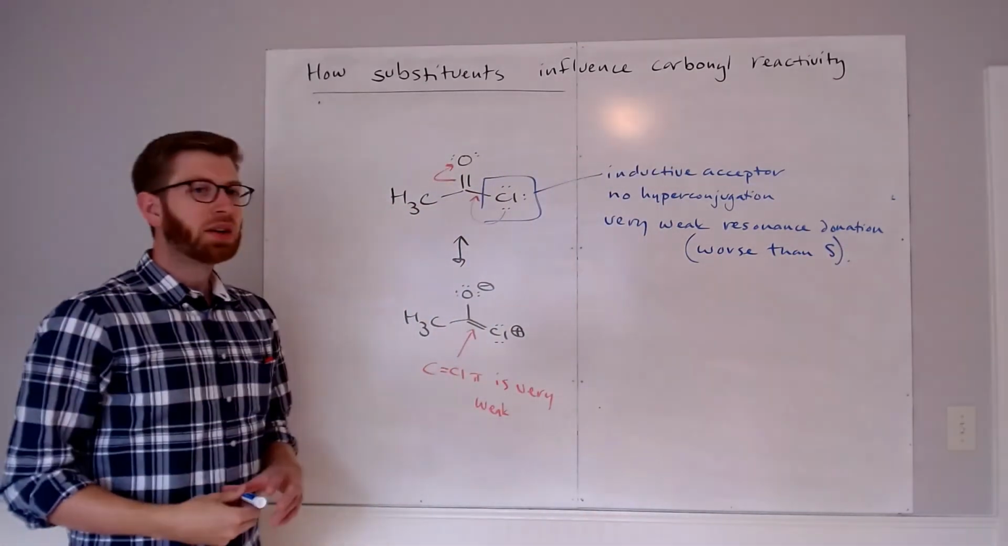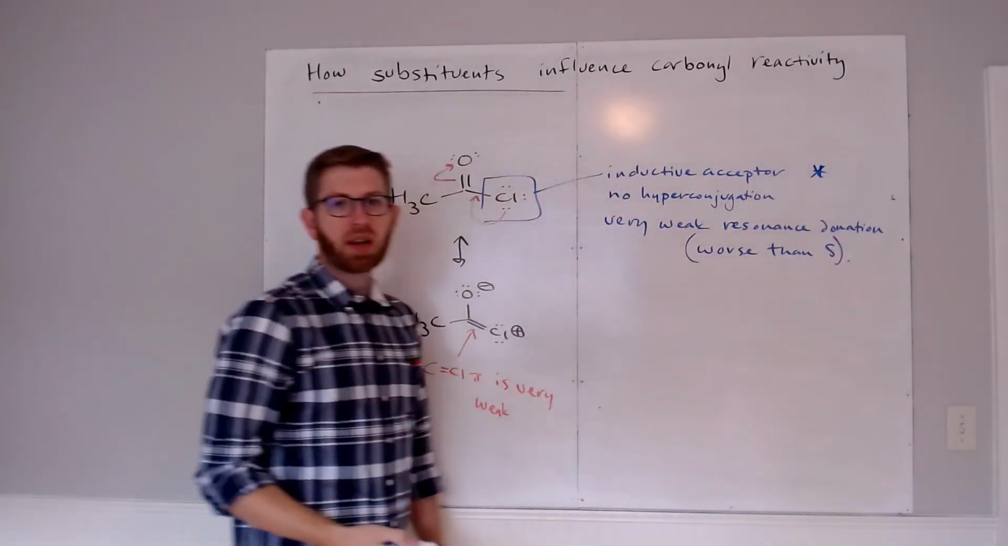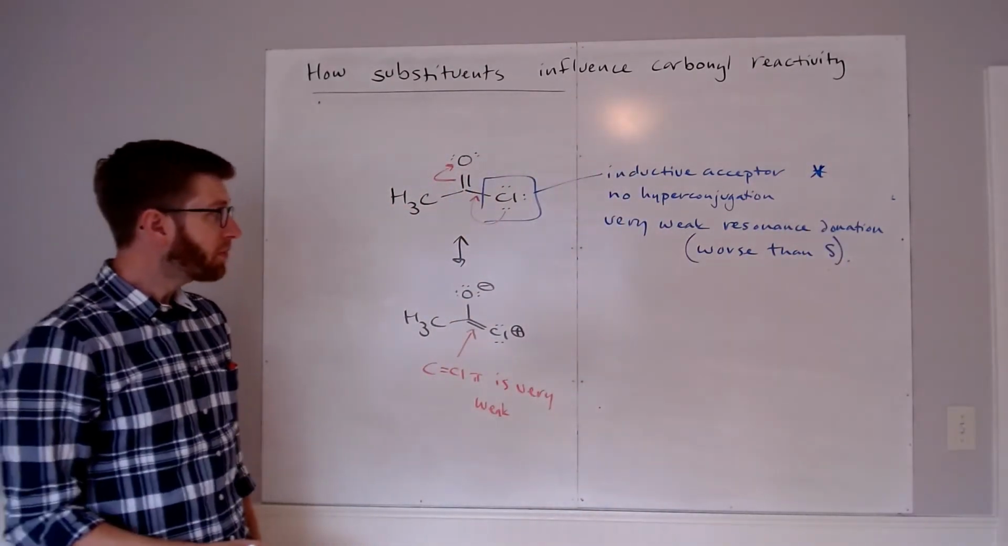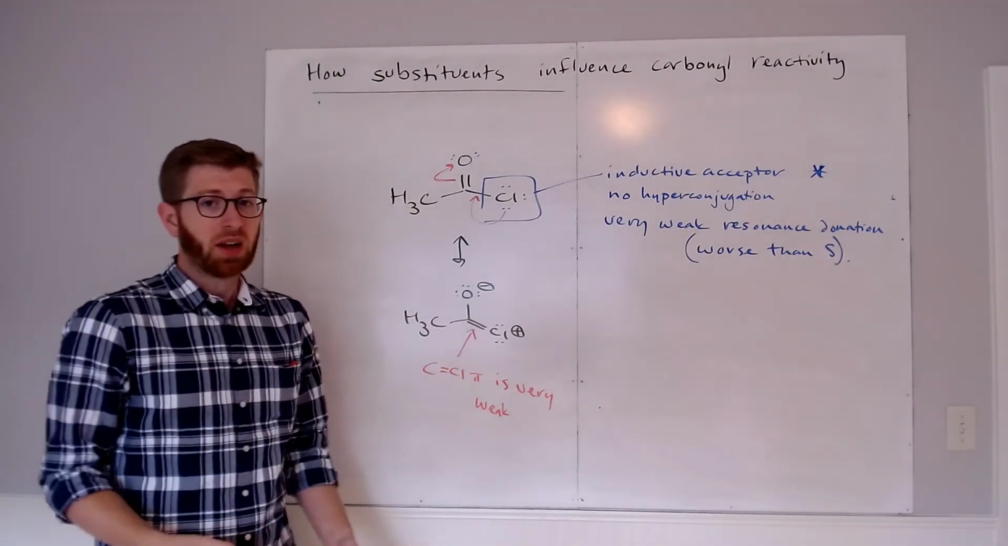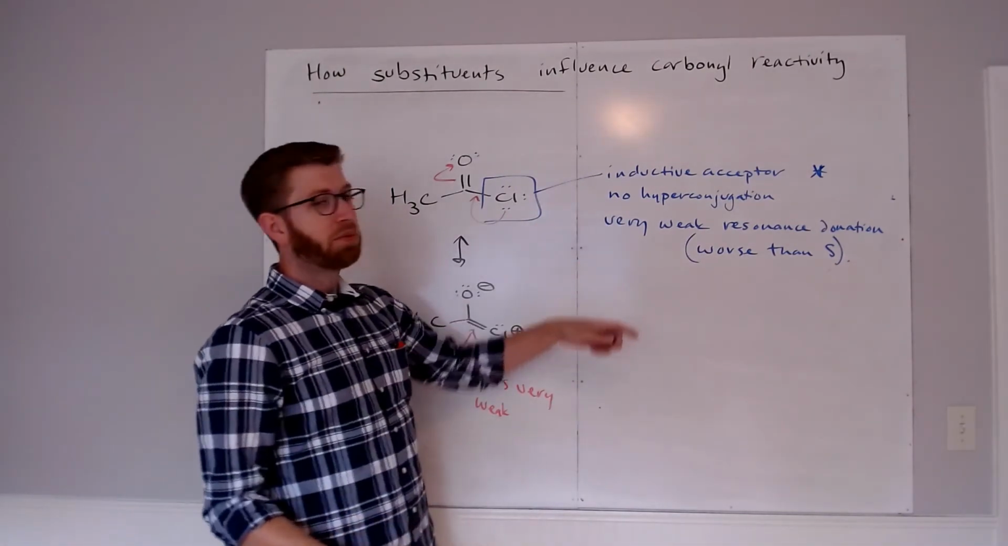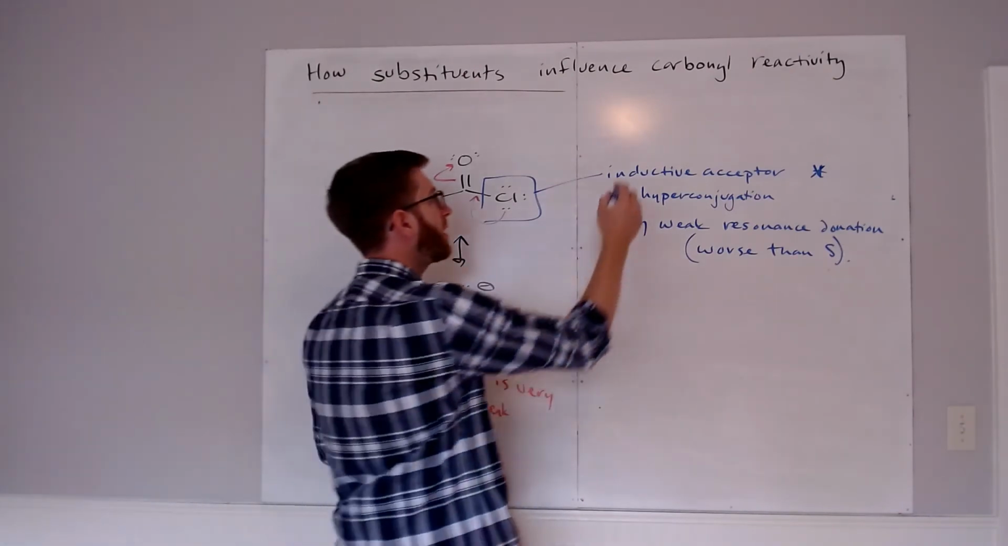What I'm seeing here is mostly this inductive effect, which should be fairly significant. Chlorine is a highly electronegative element, right? I've got no donation from hyperconjugation, and let's say basically essentially none from resonance, maybe a teeny amount. And that means that this chlorine is like a net acceptor.